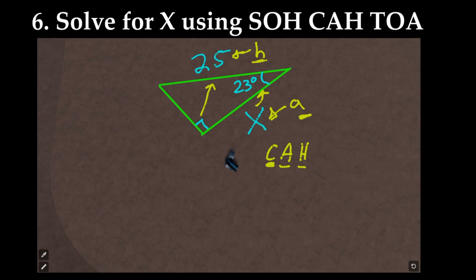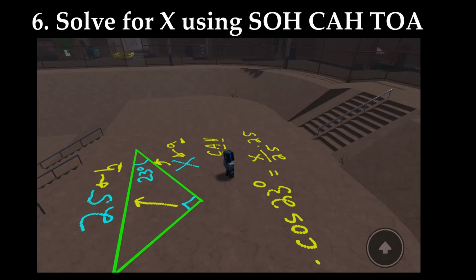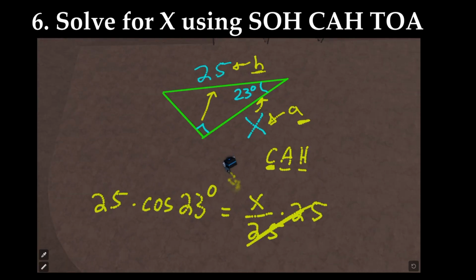So let's set up the cosine expression. Cosine of 23 degrees, that's the angle in this problem, is equal to A over H. Well, A is just x, and H is our hypotenuse, which is just 25. And we just need to solve for x now. First, multiply both sides by 25. That'll cancel out the denominator, and we'll leave x isolated on the right side.